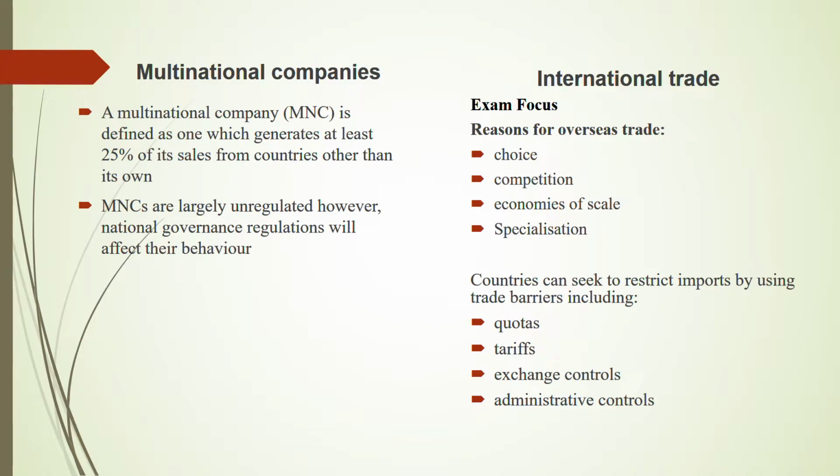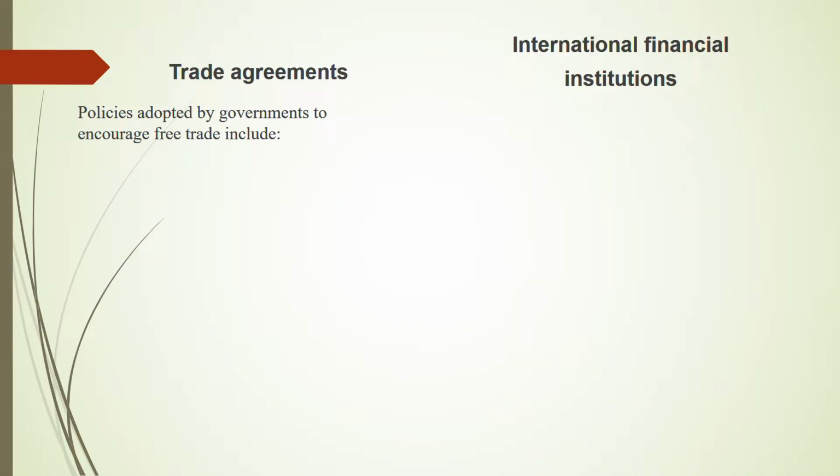Administrative control can be put into place, and embargoes. Now we are moving towards the trade agreements and international financial institutions. You don't have to know this in detail. Very briefly only you have to know, because usually they don't ask for so many marks.